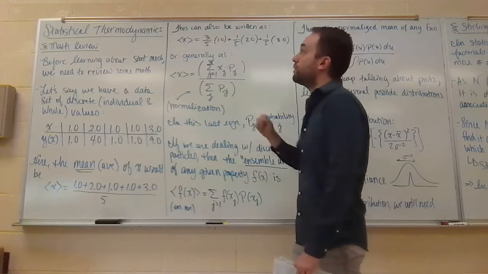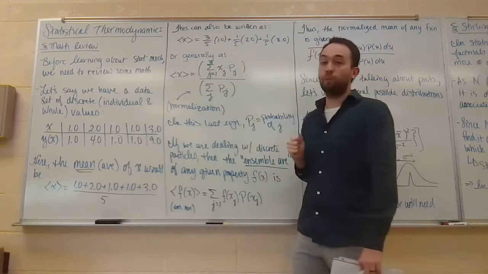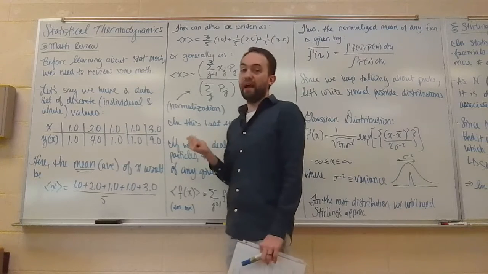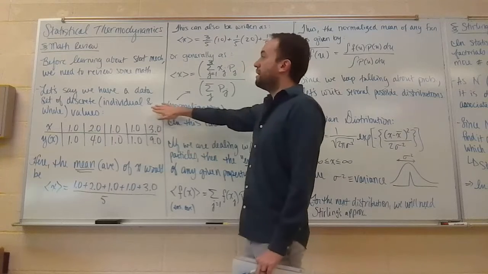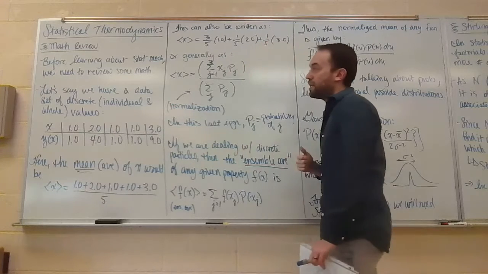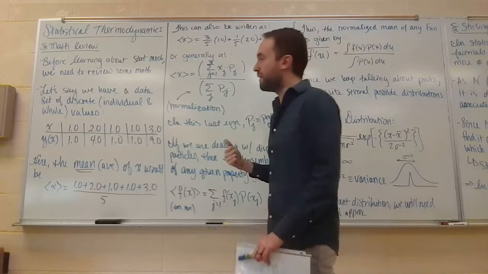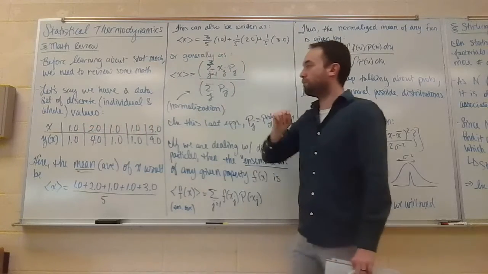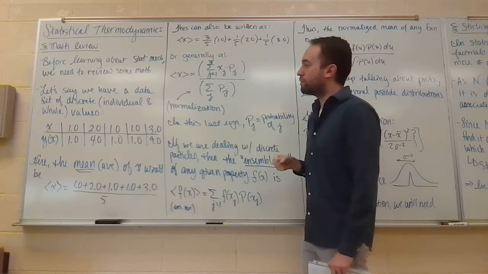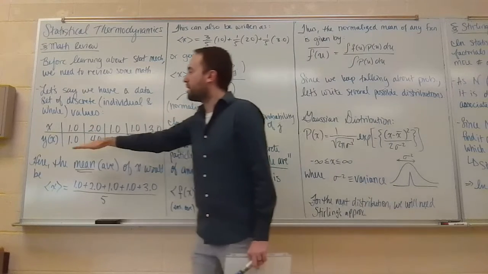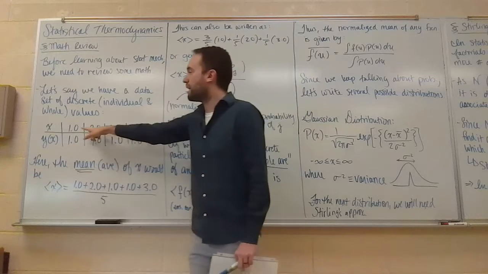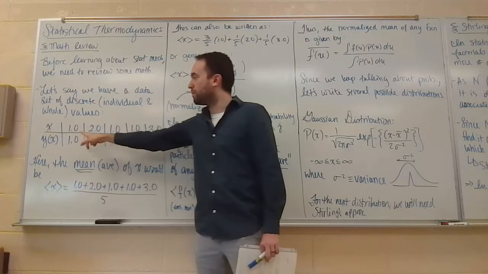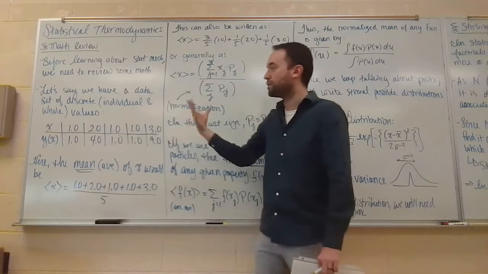All right, so we're going to begin our discussion of thermodynamics, statistical thermodynamics rather, by looking at a quick math review. So let's say that we have a data set of discrete or individual and whole values, where x is equal to 1, 2, 1, 1, 3 that we've taken over the course of our measurements. And then we also have a set of y values, where every time that we have a value of x, we just square it. So for x is 1, y would be 1. For x is 2, y is 4, and so on.